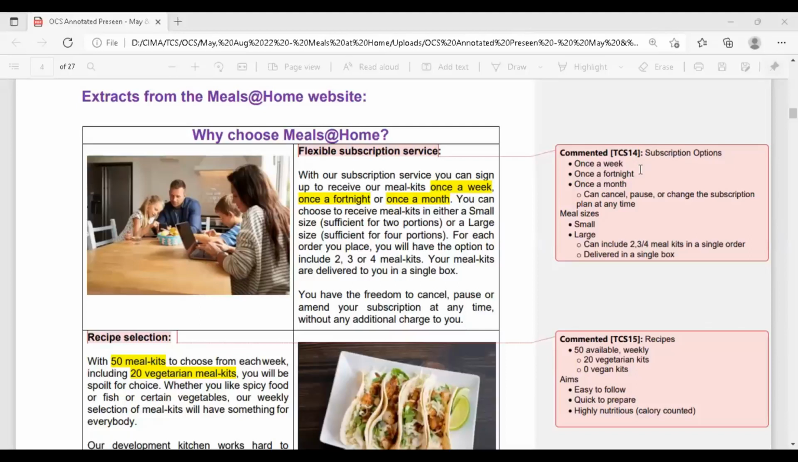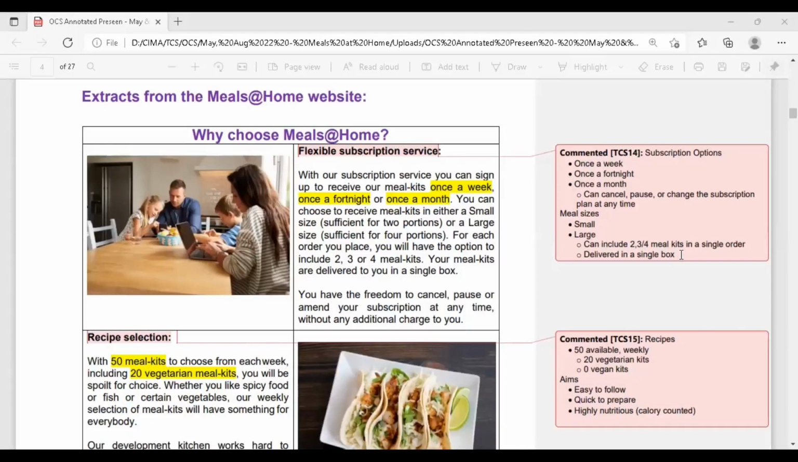So customers can cancel, pause, or change the subscription plan at any time. However, it needs to be done 3 days before distribution occurs. So I'll be talking about that point later on. Okay, you just need to remember that there are 3 subscription options: once a week, once a fortnight, and once a month. And meal sizes offered by Meals at Home are large meal kits as well as small meal kits. And under large and small meal kits, you can include 2, 3, or 4 meal kits in a single order.